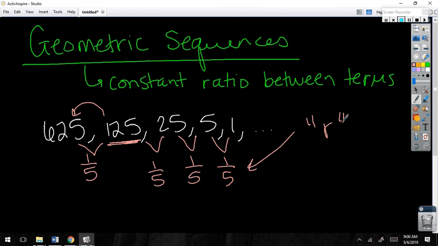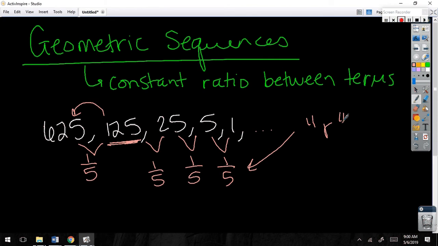On your half sheet, am I going too fast so far? Y'all okay? All right, on your half sheet. What is a recursive? So recursive is whenever we base it on the term before it instead of the actual term number. We'll get to that, but not yet.